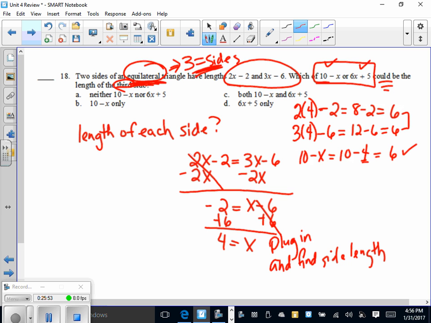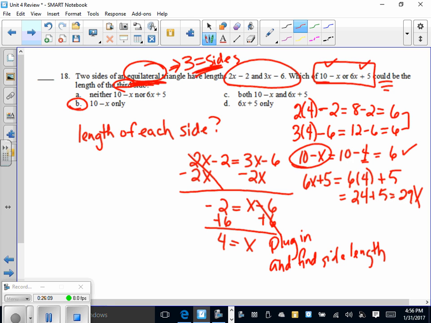So that one works. If I say 6x plus 5, I get 6 times 4 plus 5. That's 24 plus 5 is 29. So that one doesn't work. So the only one that works is the 10 minus x. So that's answer choice B. Okay?